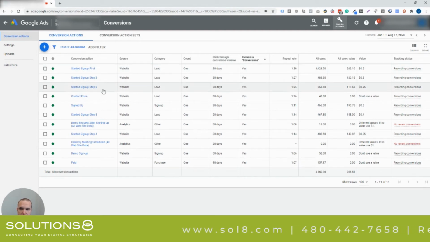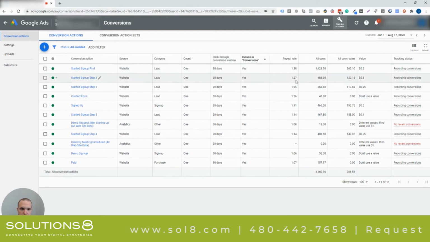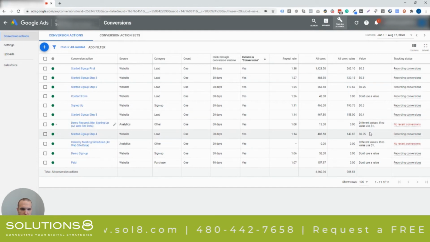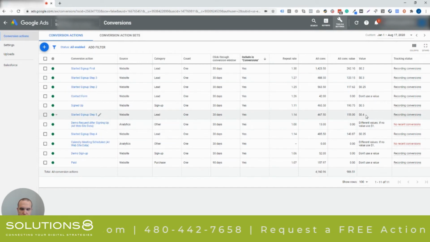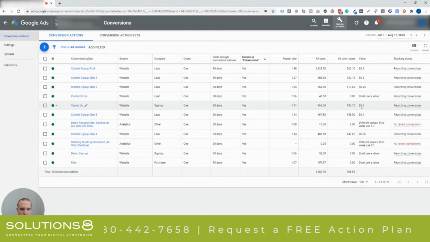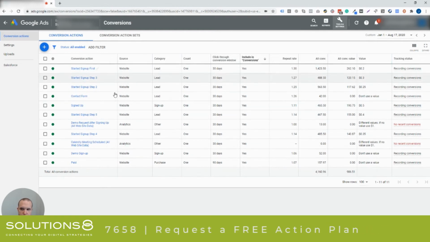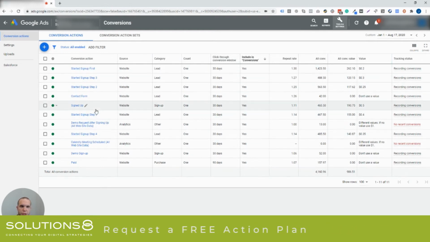And how this works is that when you see started sign up, the first section, we assign a 20-cent value. Step 2 gets 25 cents. Step 3 gets 30 cents. Step 4 gets 35 cents. Step 5 is 40 cents, and signed up is 50 cents. The reason why we assigned a value to these set of processes is because we use many different automated bidding strategies in order to maximize the conversion value.